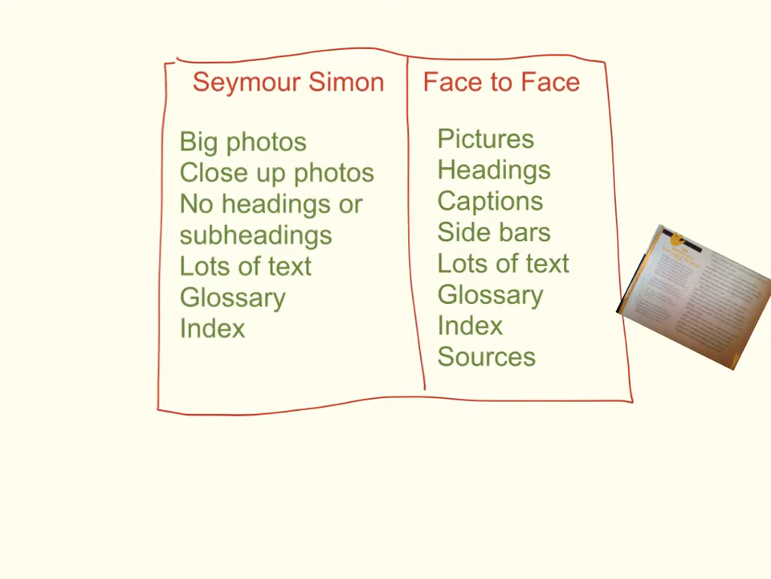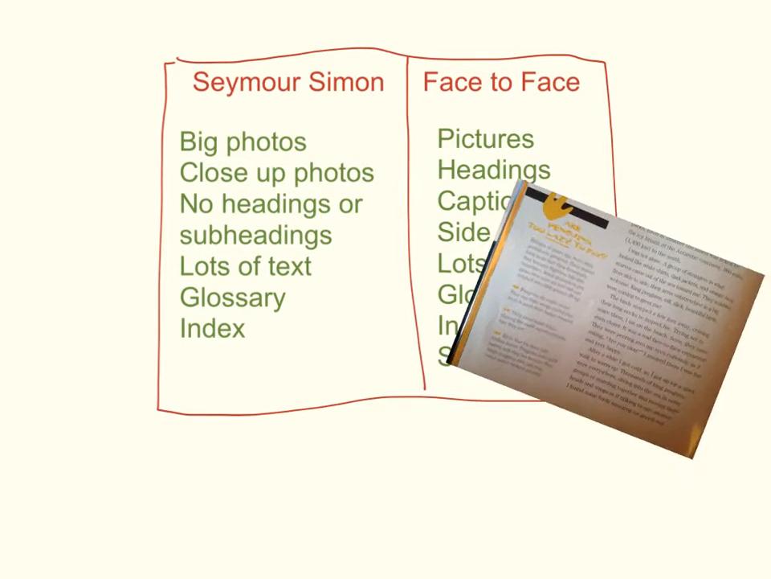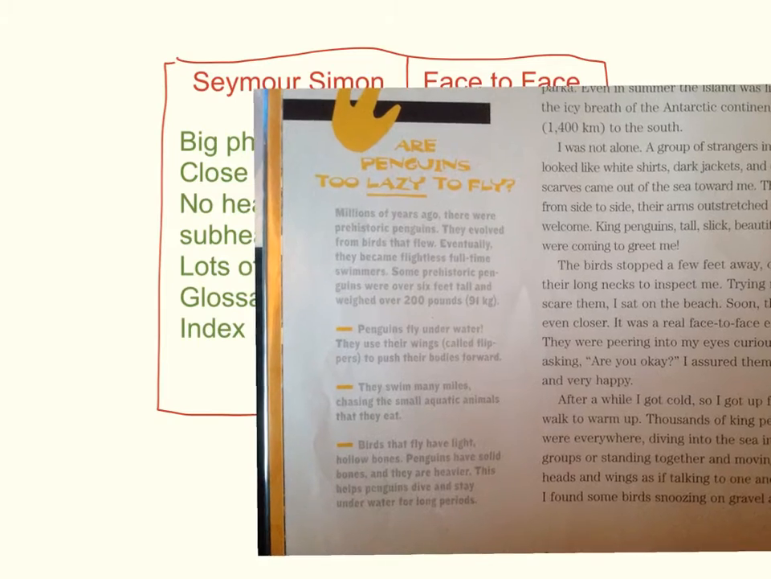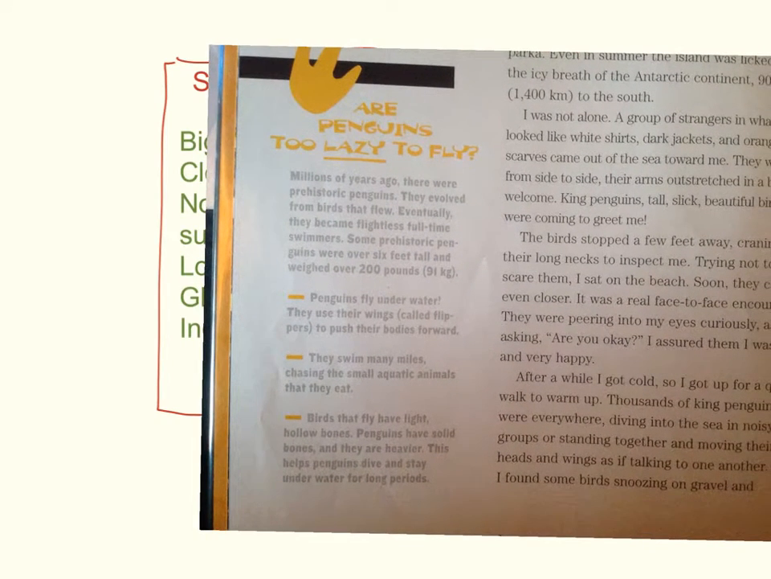I noticed in the Face-to-Face book there were also pictures, but they did have headings. There were also captions, which are not in the Seymour Simon book, and there are sidebars. Readers, a sidebar is information writing that's off to the side, and it supports what's written in the text, but it may not be the same. So, in this sidebar, it talks about penguins, and it says, "Are penguins too lazy to fly?" And then it gives information about that.